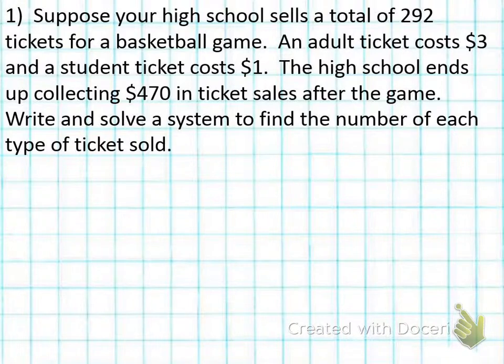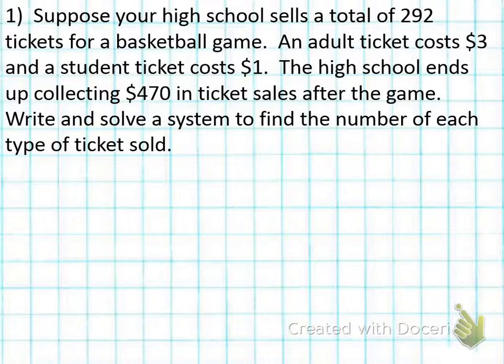So let's just say this was last week, okay? Looking up here, an adult ticket, let's say adults get charged $3 and a student ticket costs $1, okay? So we can imagine that there's adults and students. And so the high school ends up collecting $470 in ticket sales after the game, right? And solve a system to find the number of each type of ticket sold.